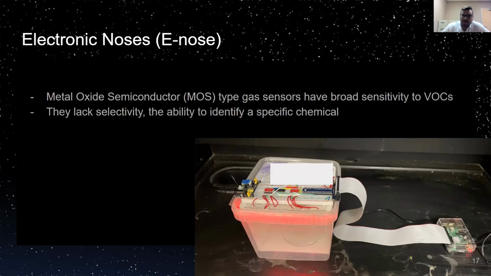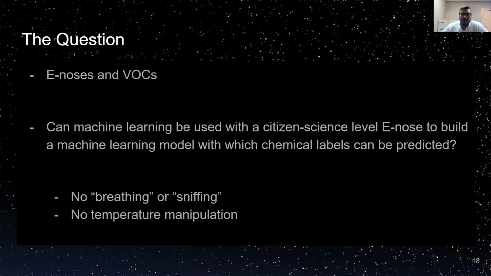Again, metal oxide MOS type gas sensors have broad sensitivity to different VOCs, but they lack the selectivity. So unlike our spectroscopy methods, these are unable to provide a specific makeup of an emission or a signal or a sample that's been collected. So the question again is, can machine learning be used with citizen science level e-noses to build a machine learning model for which chemical labels can be predicted?